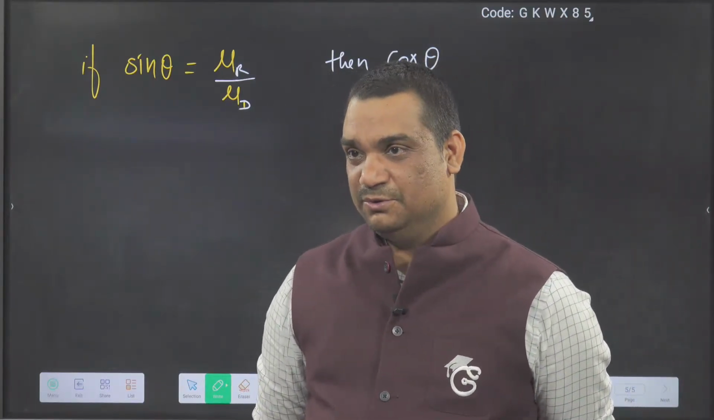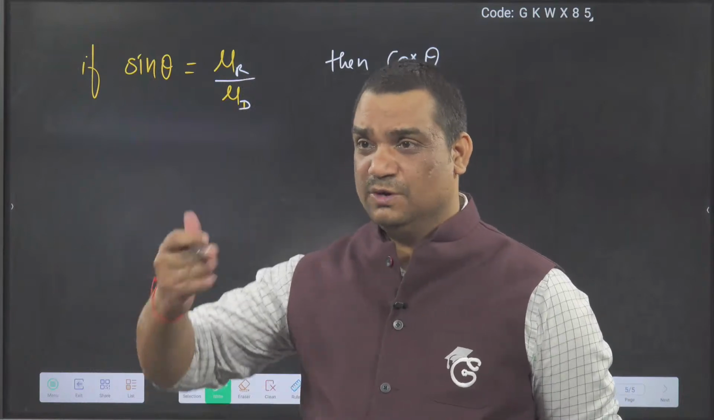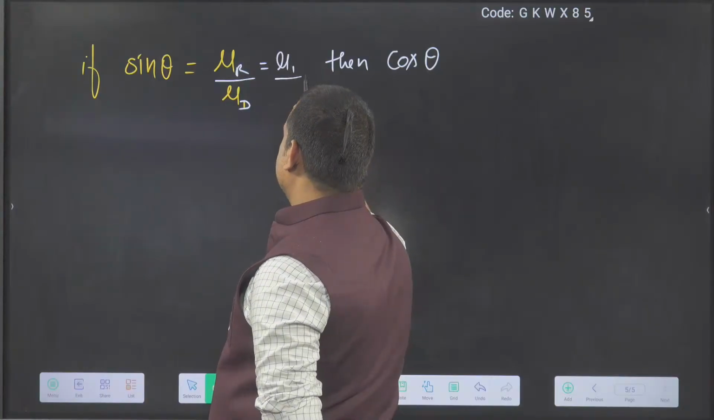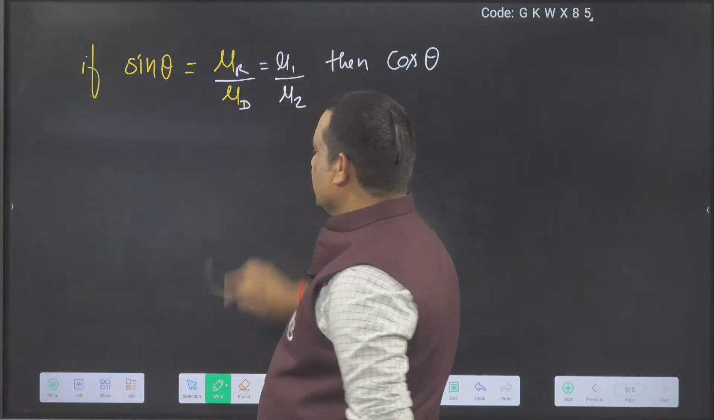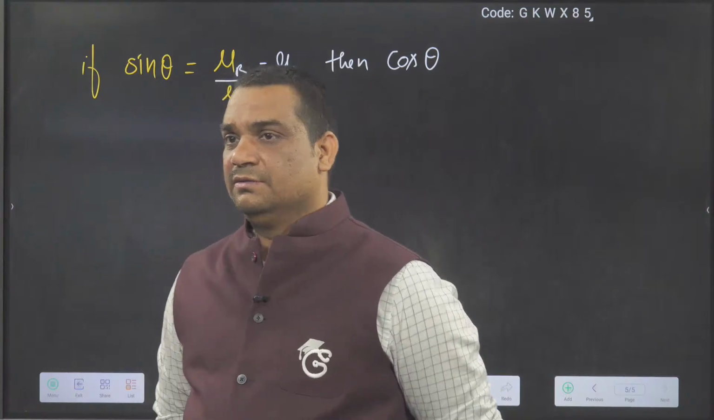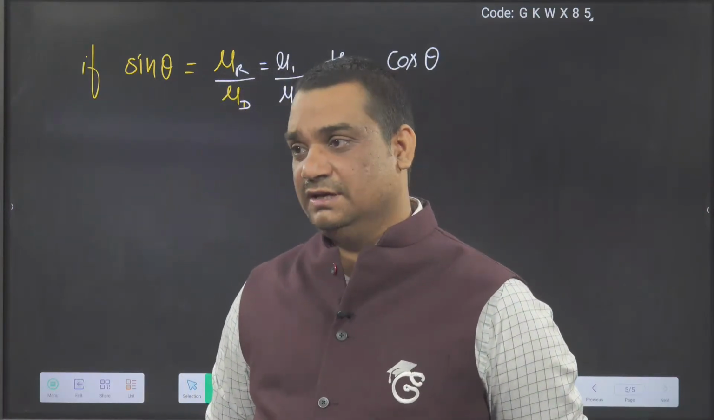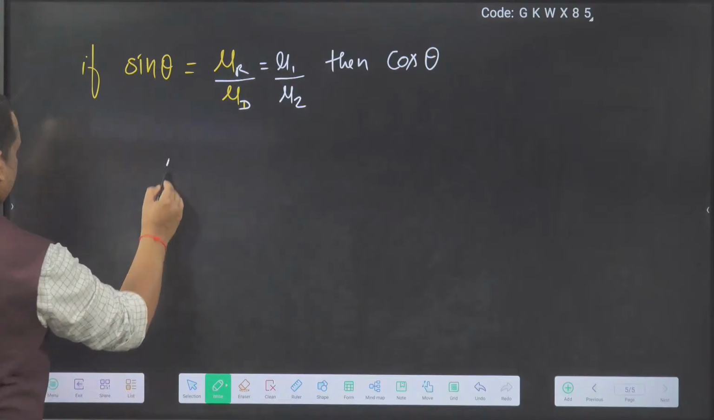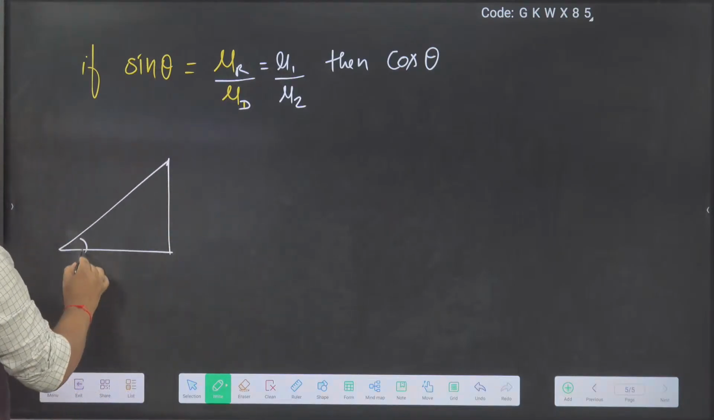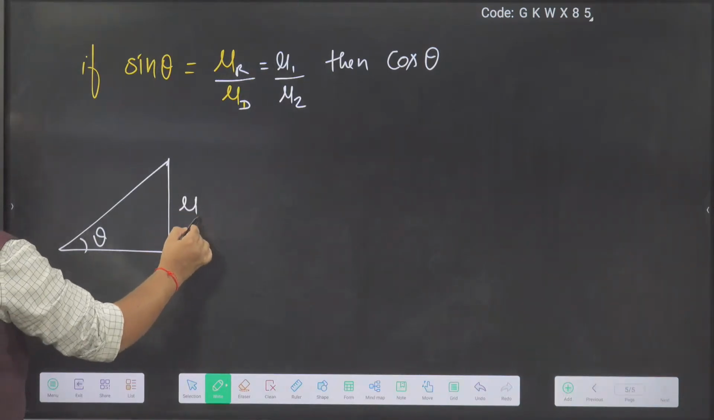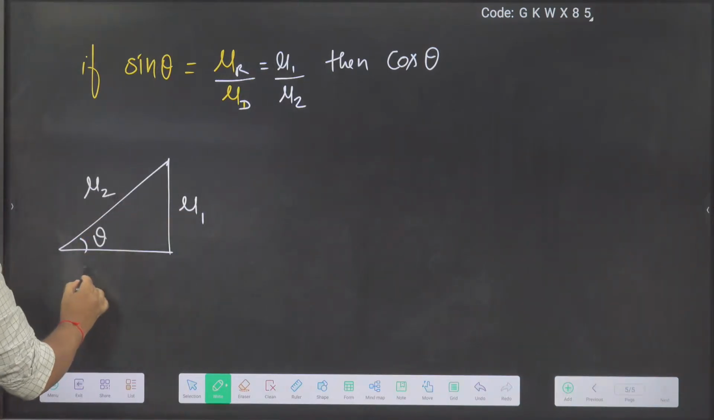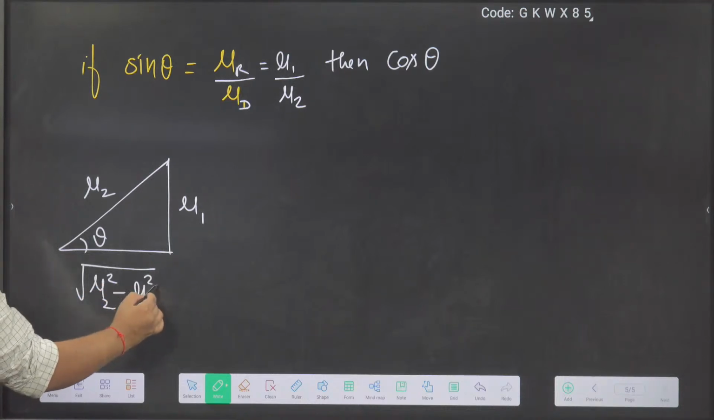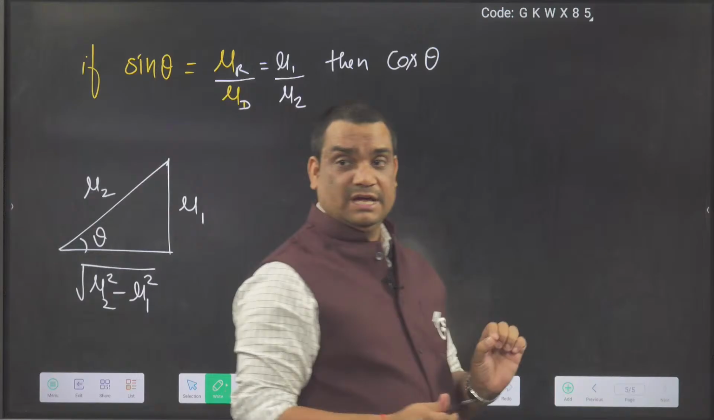Sine theta is mu r by mu d, or you can take mu 1 by mu 2, no problem. Anyway, mu r by mu d or mu 1 by mu 2, and I need cos theta. So now sine theta is given, so we can make the right-angled triangle again. If this is theta, this will be mu 1, this will be mu 2, and this one is going to be root of mu 2 square minus mu 1 square.